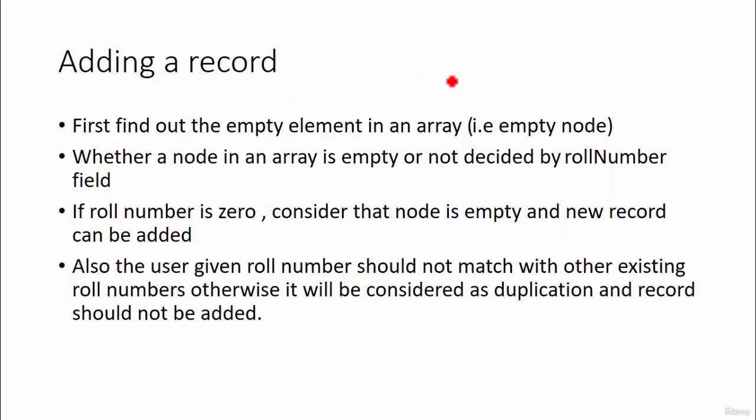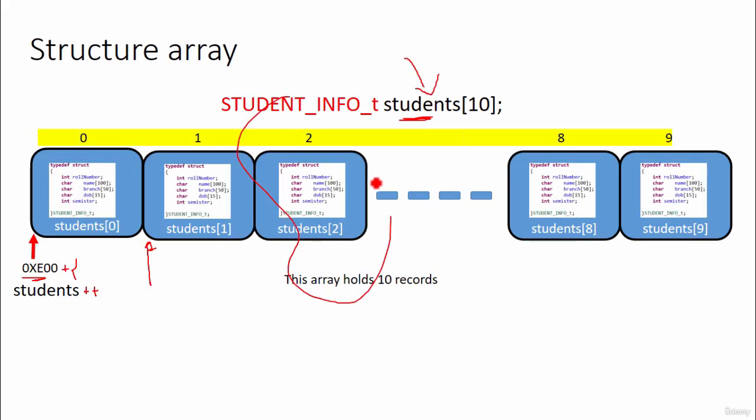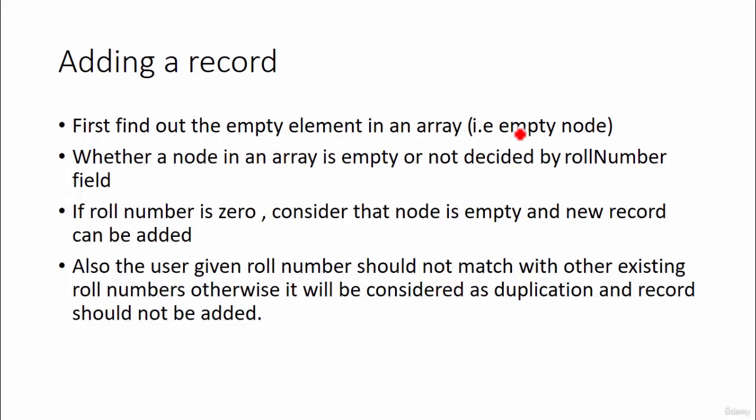Let me talk about how you should add a record. This is just my rules. You can implement your own rules. There is absolutely no reason why you should follow this method. You can implement the way you like. But let me explain how the code is implemented, and let me give you some hints. First, find out the empty element in an array. I will call it an empty node. Whether a node in an array is empty or not is decided by the roll number field. If the roll number is 0, consider that node empty and a new record can be added.